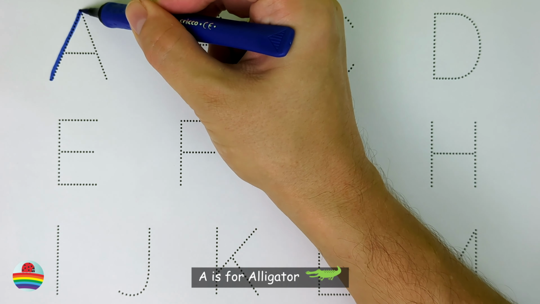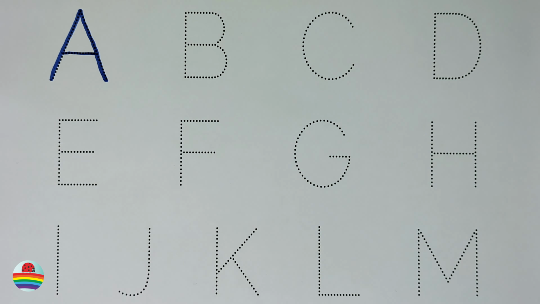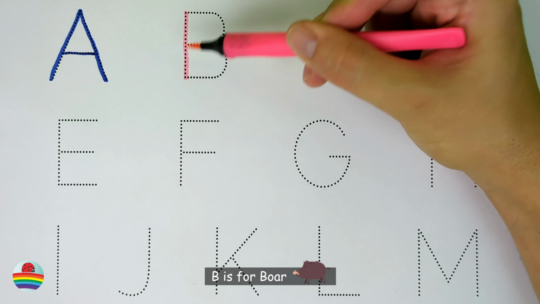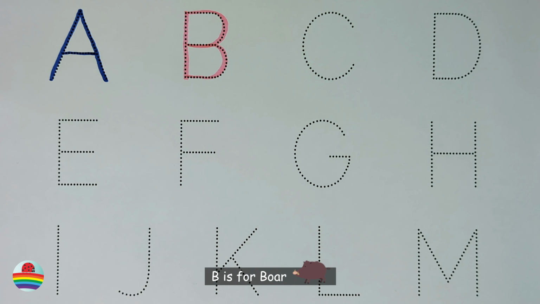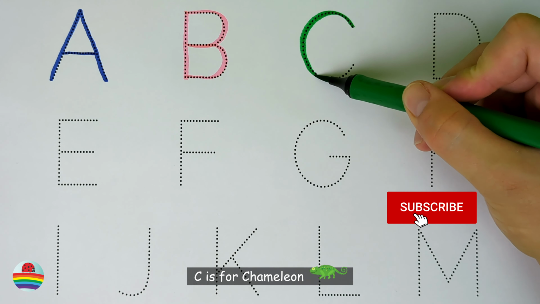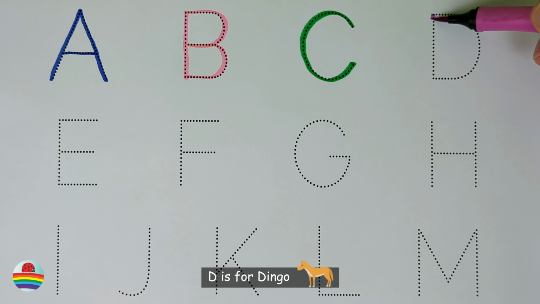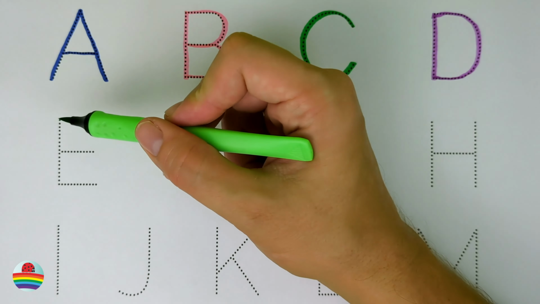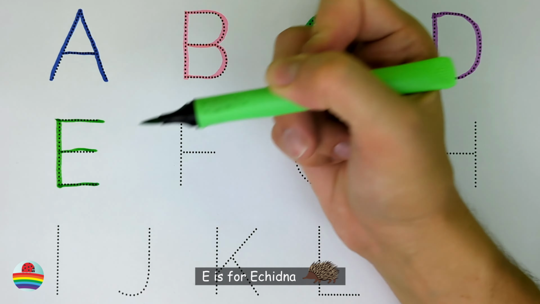A is for alligator. B is for boar. C is for chameleon. D is for dingo. E is for echidna.